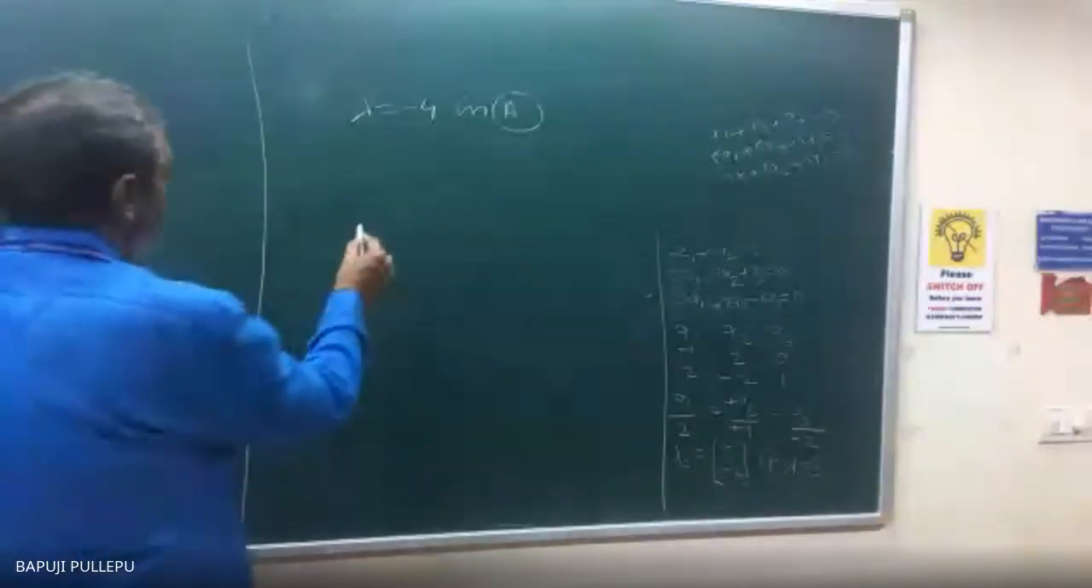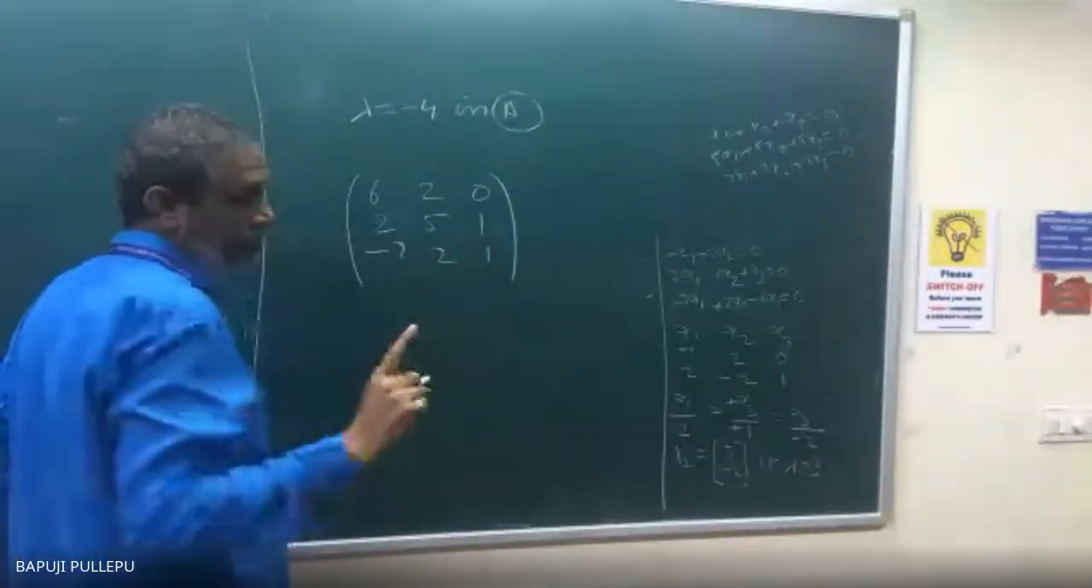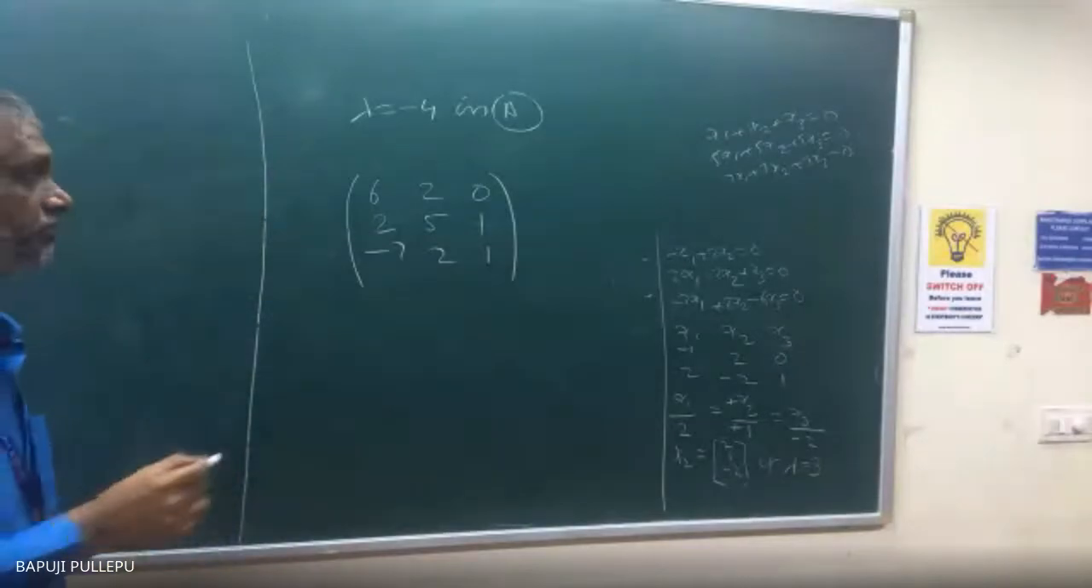6, 2, 0; 2, 5, 1; -7, 2, 2, 1. Sir. That there is what you are taking and copying. Yes, sir.